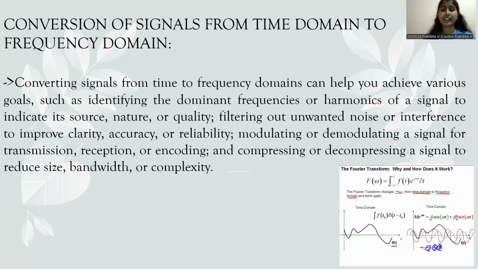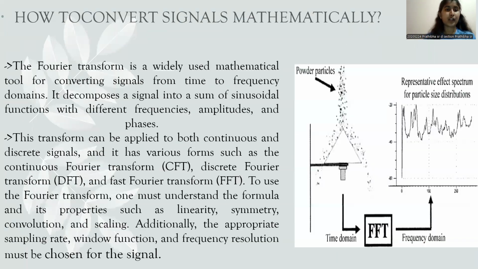Modulating or demodulating a signal for transmission, reception, or encoding, and compressing or decompressing a signal to reduce the size, bandwidth, and complexity. Now, how to convert the signals mathematically? A Fourier transform is a widely used mathematical tool for converting signals from time to frequency domains. It decomposes a signal into a sum of sinusoidal functions with different frequencies, amplitudes, and phases.